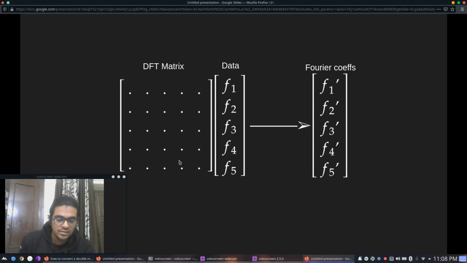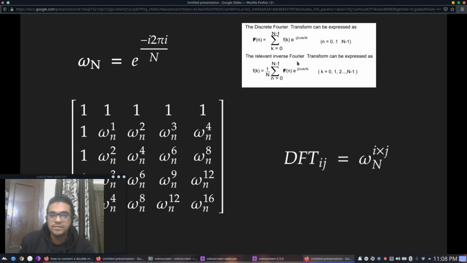So what does this matrix actually look like? Well, if we just look at the formula, we can easily make out what the matrix would look like. In general, parametrically, the ij element, the element at the ith row and jth column, is given by omega n to the power i times j, if i and j are zero indexed.